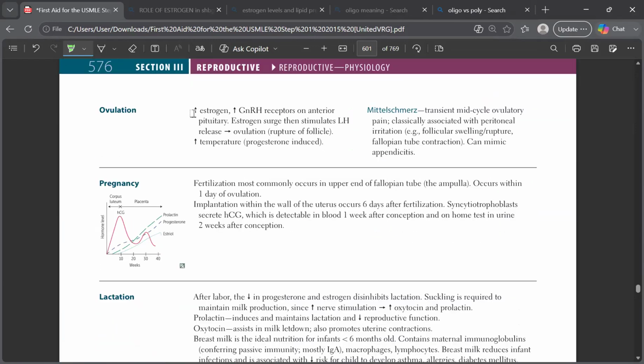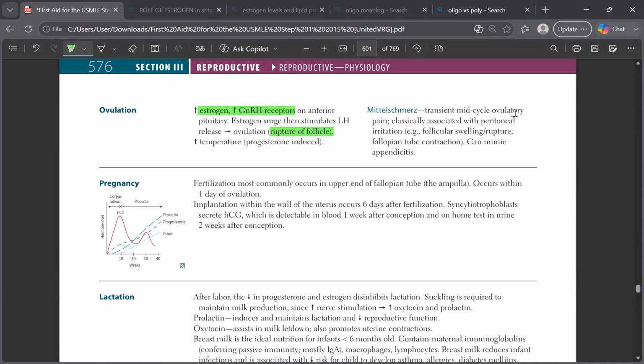Then there's ovulation. There's an increase in estrogen and an increase in gonadotropin releasing hormone receptors on the anterior pituitary. The estrogen surge then stimulates luteinizing hormone release. There's ovulation, which is the rupture of the follicle, and an increase in temperature if progesterone is induced, because progesterone is mainly responsible for the increase in temperature during ovulation.